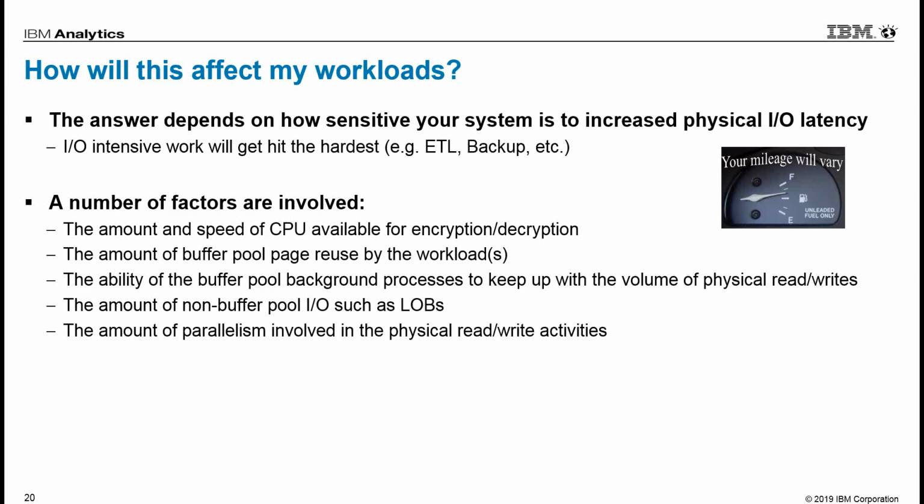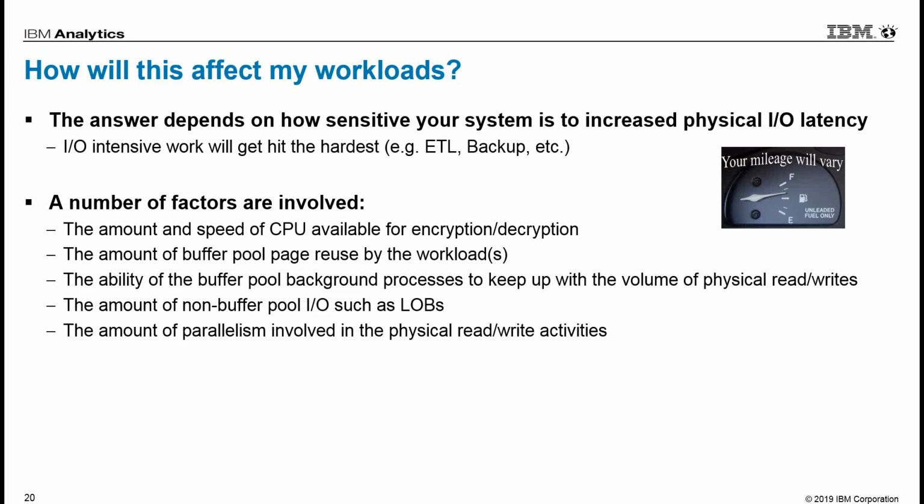So there are a number of factors involved. The amount and speed of the CPU that's available for encryption, decryption. This encryption, decryption is done by the process that's actually doing the read and write. So if you can get a CPU and it's pounding away, that's great. If you have one CPU that's shared by everyone, it's going to be doing time slicing and it's going to take longer. The amount of buffer pool used, I mentioned that earlier.